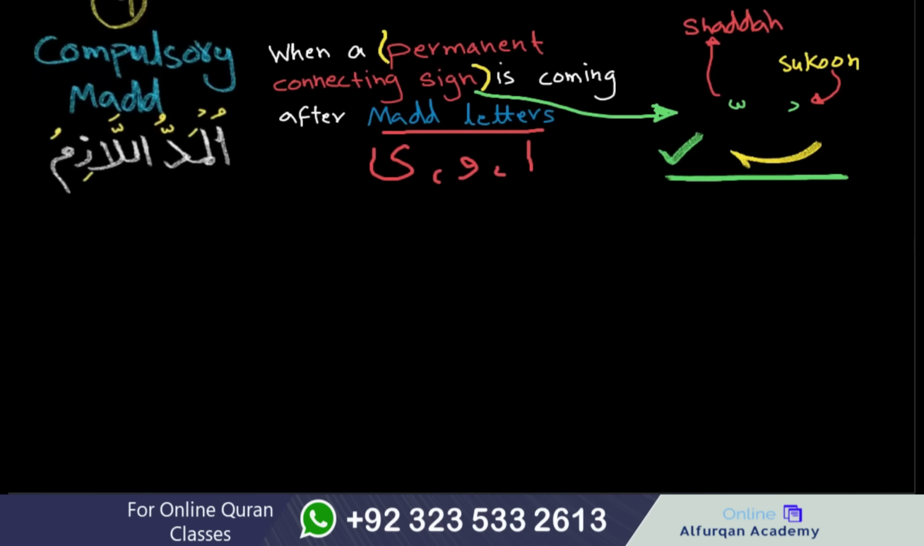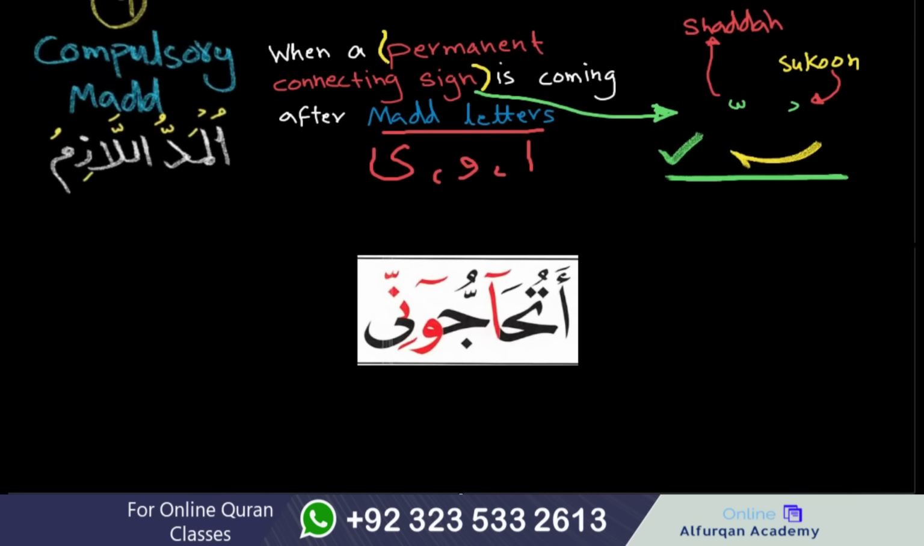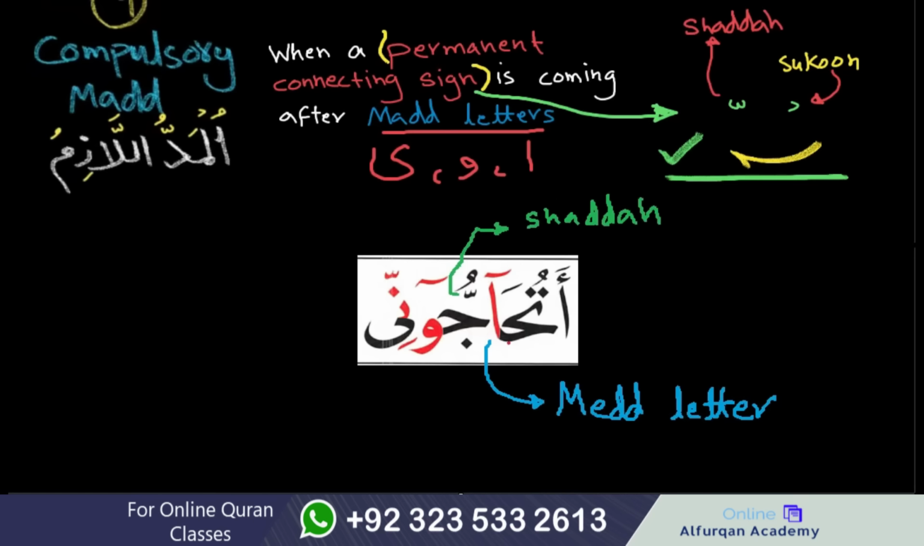Let's take another example. In this example, first of all, we have to recognize the mad letters. Here you can see letter ha has fatha, and after that is letter alif, and that is a mad letter. And after that we have letter jim, and on top of jim you can see here a shadda sign, and that is a permanent connecting sign, which means this ha long sound we are going to make for 6 counts. After making it 6 counts, then we are going to connect it with letter jim.